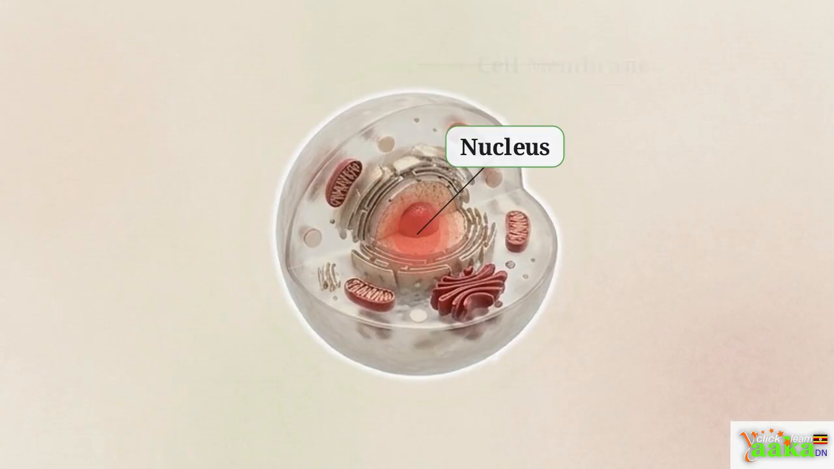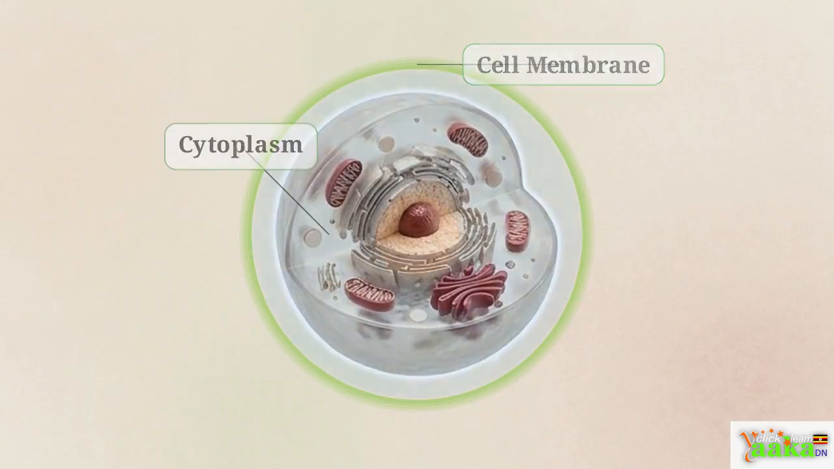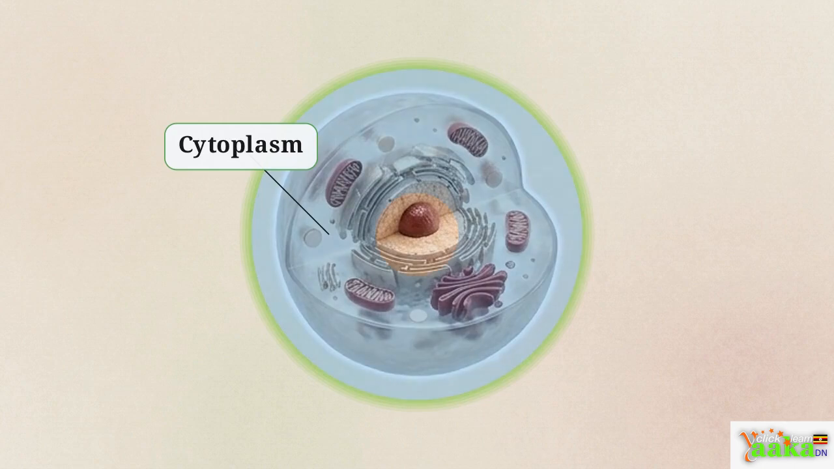Wrapping around the outside is the cell membrane. It acts like a strict security gate, carefully controlling which nutrients are allowed inside and which waste products get pushed out. Filling the space inside is a jelly-like fluid called cytoplasm. This is where all the cell's internal parts float and where vital chemical reactions happen.